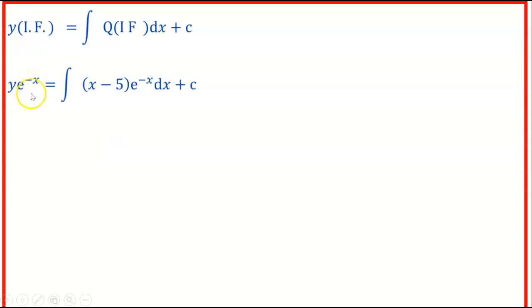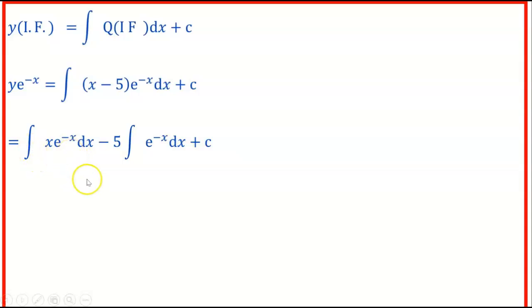Therefore, y into e raised to minus x is equal to the integral of q into IF dx. What is q? It is x minus 5. So it is the integral of (x minus 5) into e raised to minus x dx plus c. Okay. Therefore, after simplification, that is the integral of x into e raised to minus x dx, again minus 5 into the integral of e raised to minus x dx plus c.